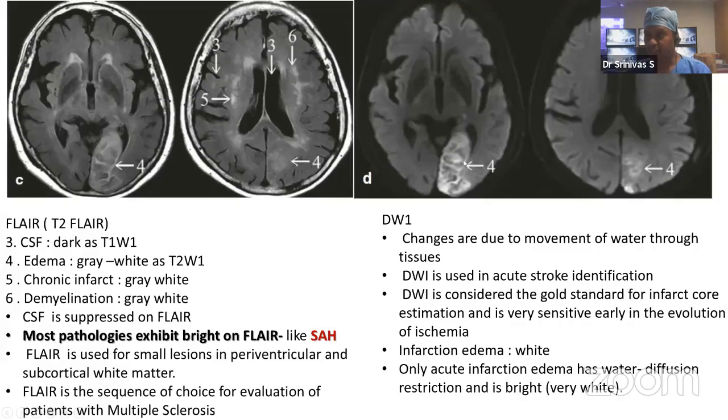So this area is infarcted, so the water movement is not present. Whenever the water movement is not present, you will find a hyperdense lesion. So by this you will know that the tissue is dead or it is ischemic.